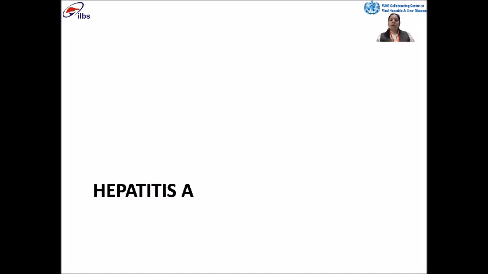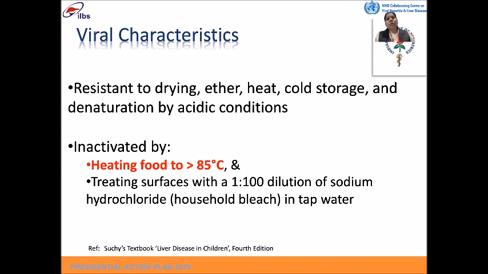So let us talk now about hepatitis A. There are various viral characteristics of hepatitis A. This virus is resistant to drying, ether, heat, and cold storage, and it may even get denatured by some acidic conditions. It can be inactivated by heating food to more than 85 degrees Celsius, and surfaces can be treated with a 1:1000 dilution of sodium hypochlorite solution in tap water. So these are the viral characteristics showing how the virus is resistant and how it can be inactivated.